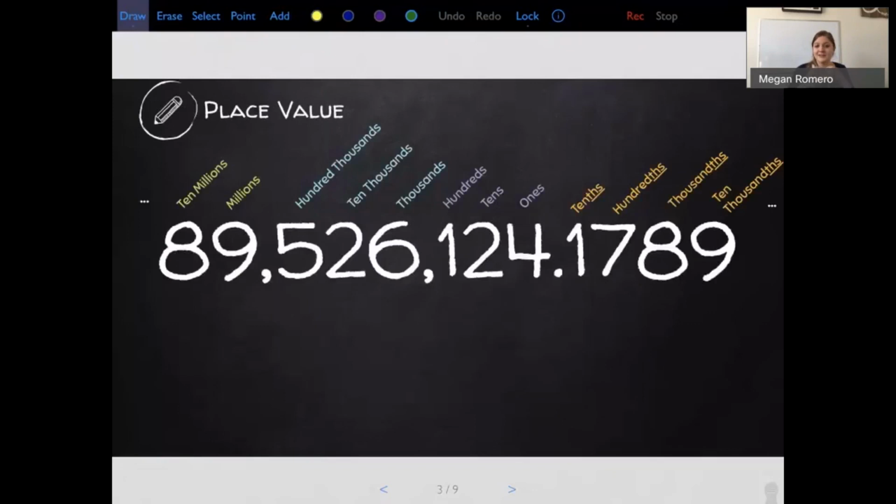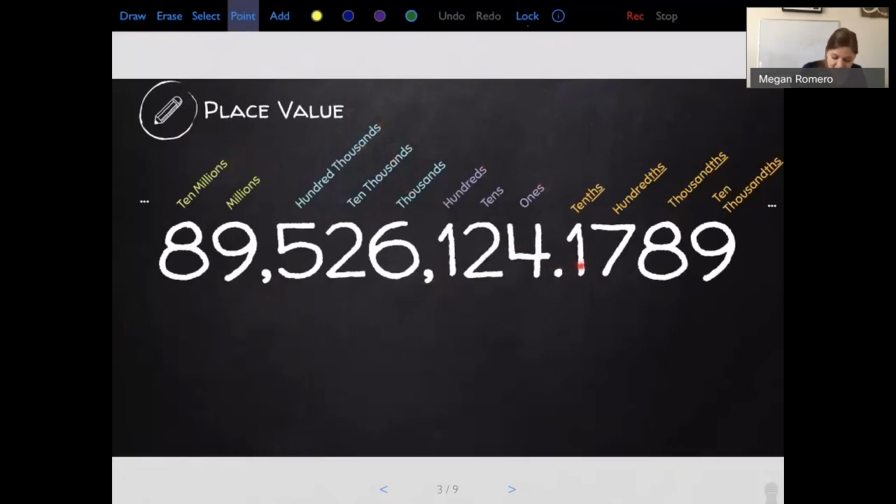Place value. So I have a large number written up here. It can continue on in either direction. But a few things are important to note. The decimal always goes after the ones place, in between the ones and the tenths place. Starting from the decimal and working our way to the left, or upwards, we have ones, tens, hundreds, thousands, 10,000s, 100,000s, millions, 10 millions. Guess what the next one is? 100 millions, and so on.